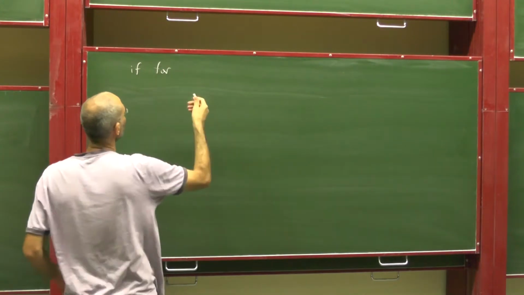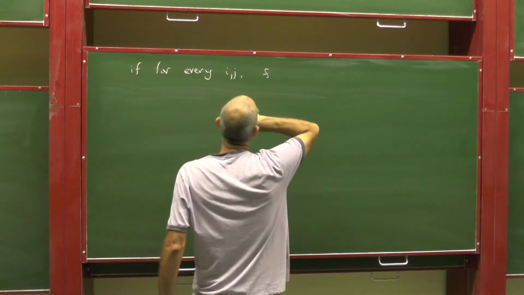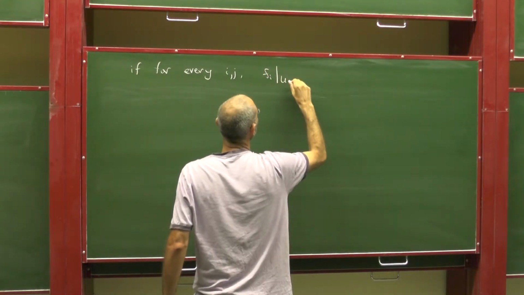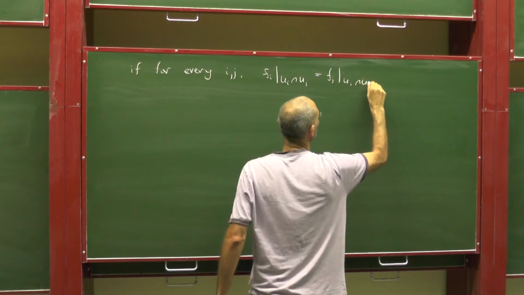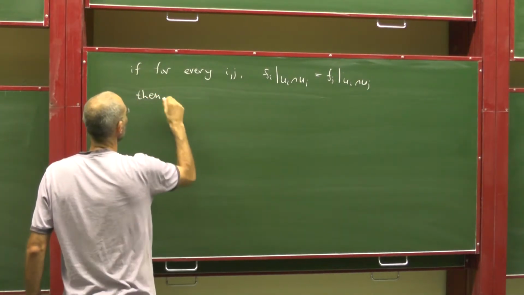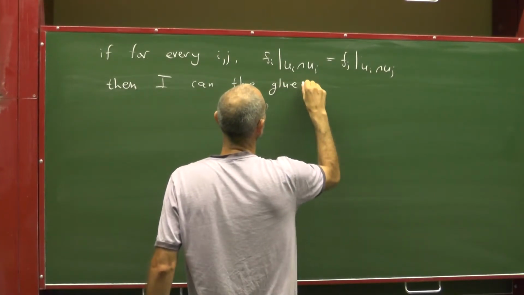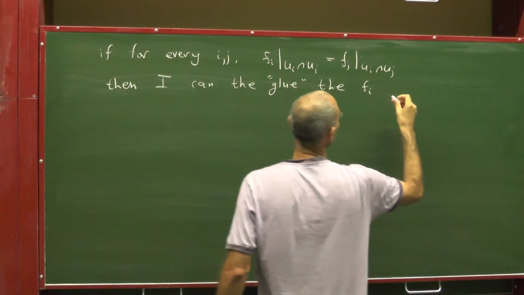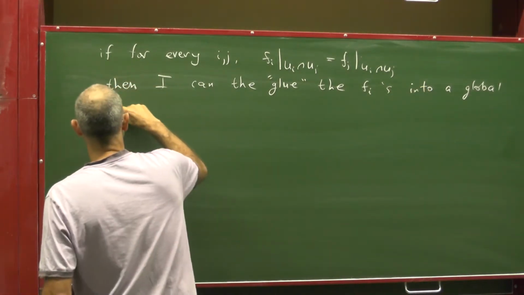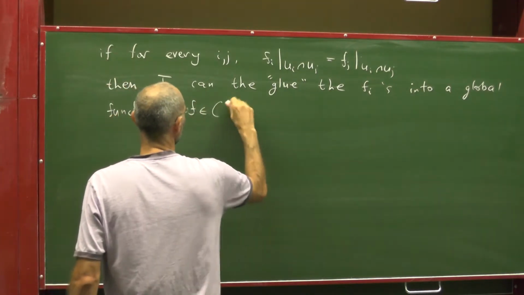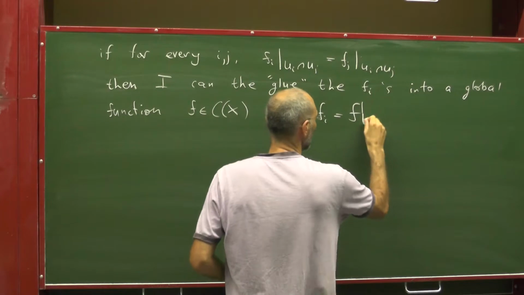Whenever a function is defined on two domains, for every i, j, f_i restricted to the common domain U_i intersect U_j equals f_j restricted to the intersection. Then I can glue the f_i's. This is an exercise for you. Glue the f_i's into a global function F, which is defined on X, such that f_i is just F restricted to U_i.